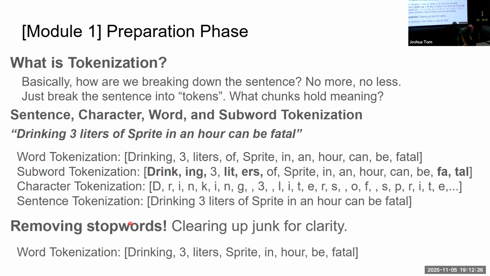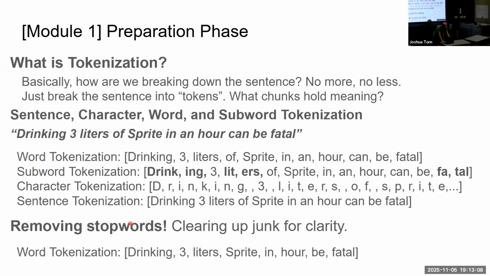And then removing stop words, that's like the cleaning up, normalizing thing. Unless there's a different thing, it's just word tokenization, but removing the extra stuff. So in the sentence, 3 liters of Sprite can be fatal, remove the of, remove the and, remove the can, whatever. So just make things more concise. There's more ways to do it, but that's basically what's happening, where we're clearing things up for models that either can't handle that amount of data or just like to keep things smaller, because models get pretty large.